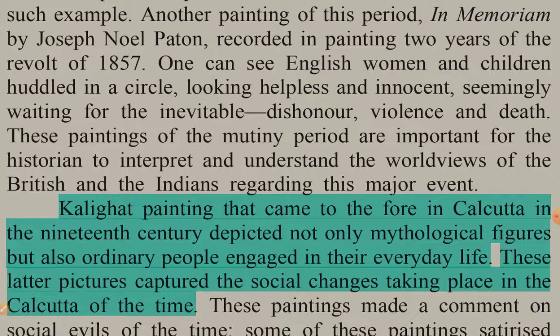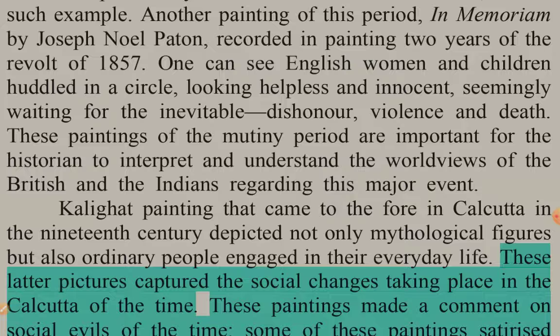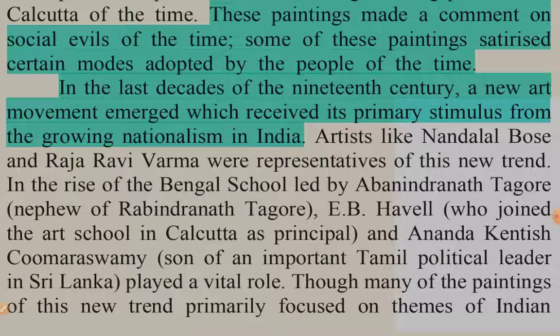Kalighat painting, which came to the fore in Calcutta in the 19th century, depicted not only mythological figures but also ordinary people engaged in their everyday life. These latter pictures captured the social changes taking place in the Calcutta of the time. These paintings made a comment on social evils of the time. Some of these paintings satirized certain modes adopted by the people of the time.